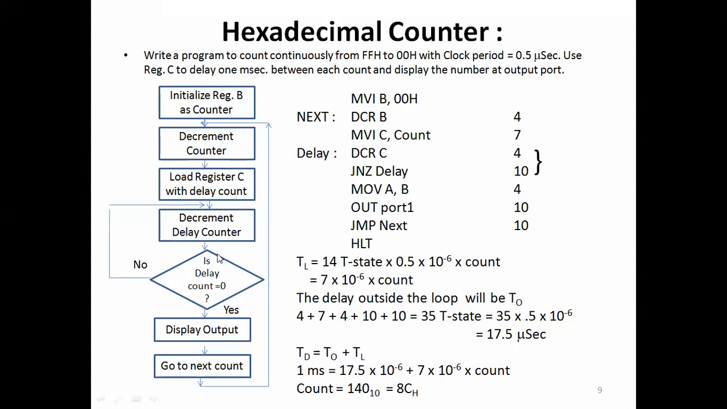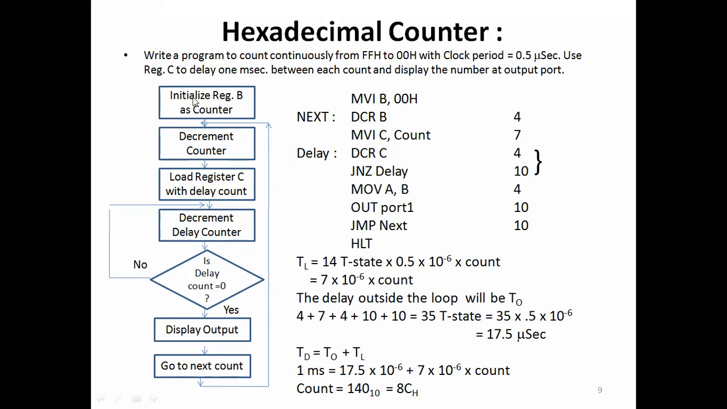Whenever this delay count value is initialized, we will decrement the delay counter and check whether the counter has become 0 or not. When it becomes 0, then we will display the output. And when we display the output, we will go to the next count. The next count is, we are going to decrement the counter. We again load the C register with the delay count value and again decrement, and in this way, this program will work.